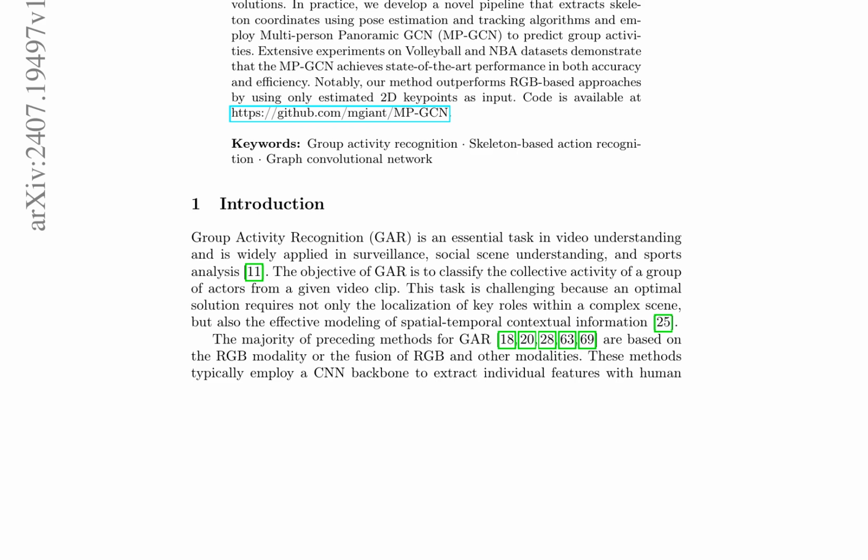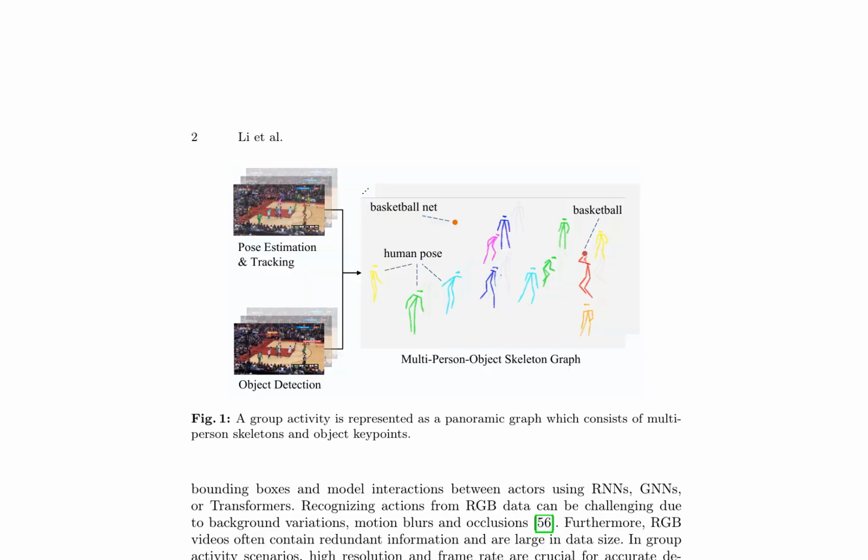The proposed spatial-temporal panoramic graph approach provides an effective alternative to RGB video, enabling the unification of intra-person, inter-person, and person-object interactive modeling through spatial-temporal graph convolutions. Traditional RGB-based methods for group activity recognition are hindered by high computational and memory demands due to large data sizes. To overcome these limitations, leveraging human pose estimation offers a promising alternative.